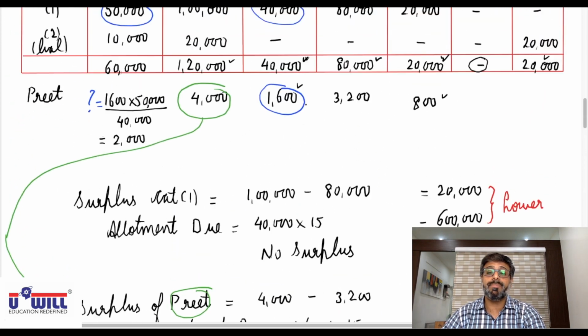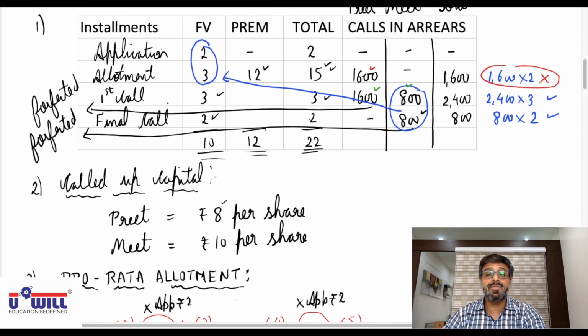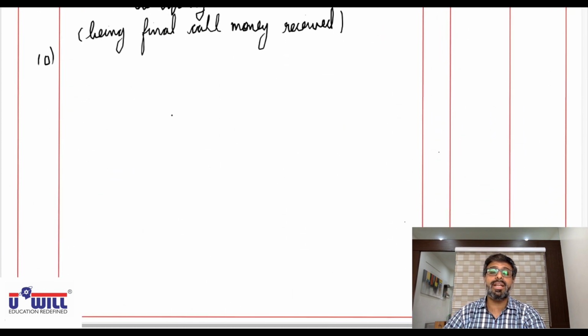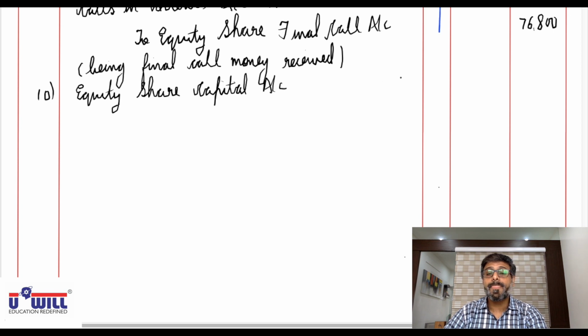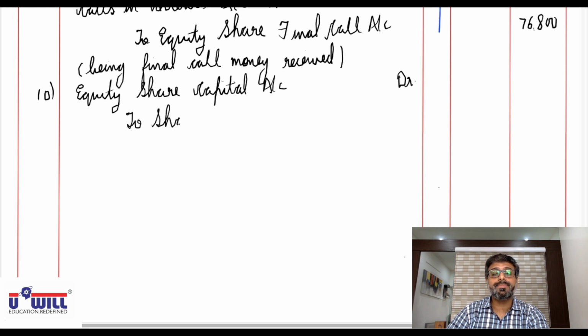Meet has paid the premium. Meet has not paid which installments? First call and final call. Premium is with which installment? Allotment, that is paid by Meet. Since premium is received, security premium will not be debited. So only equity share capital account debit, and then directly to share forfeiture account and two calls in arrears account.